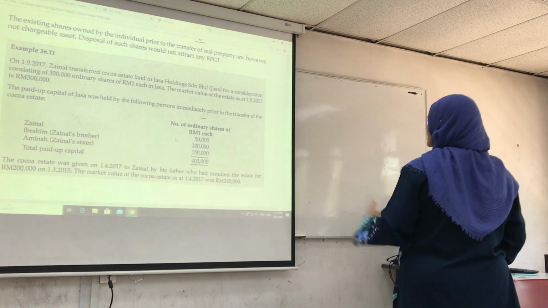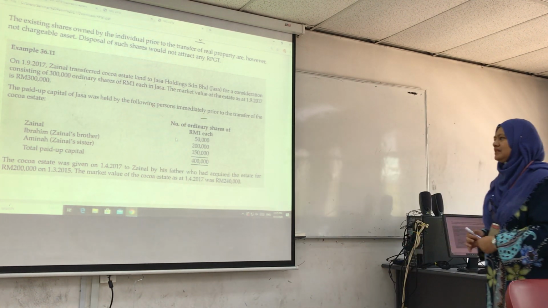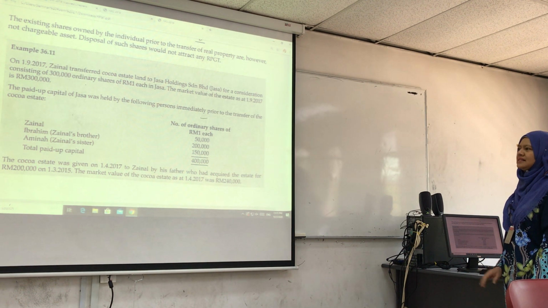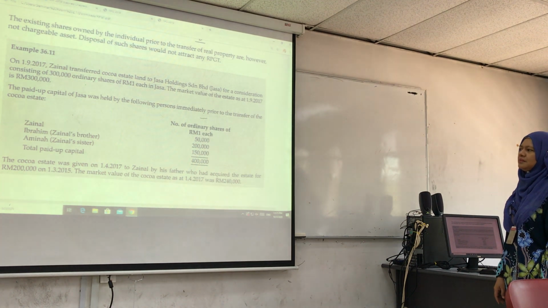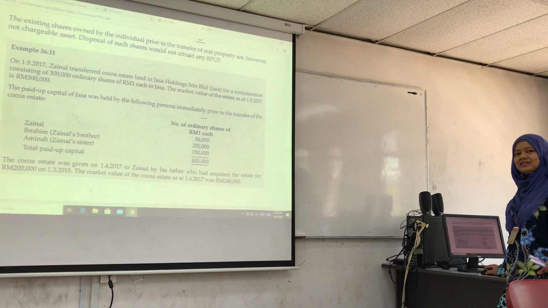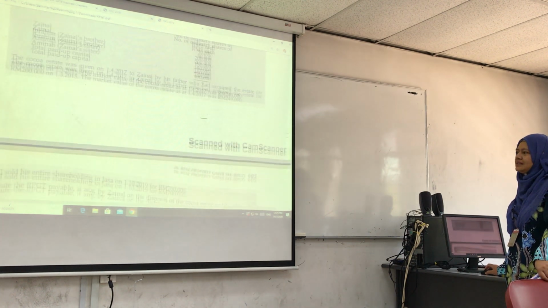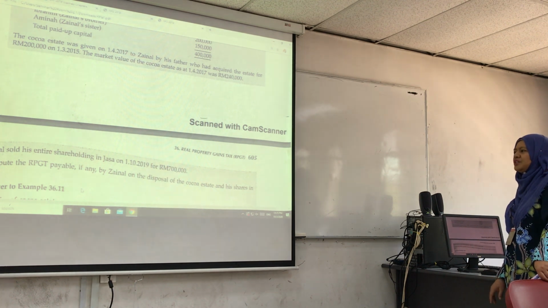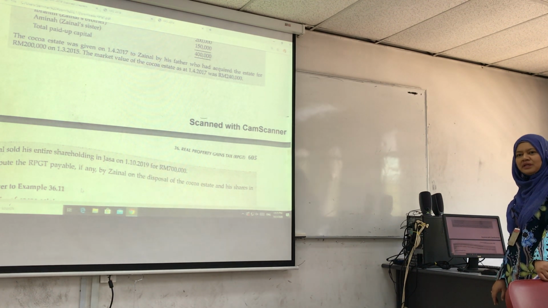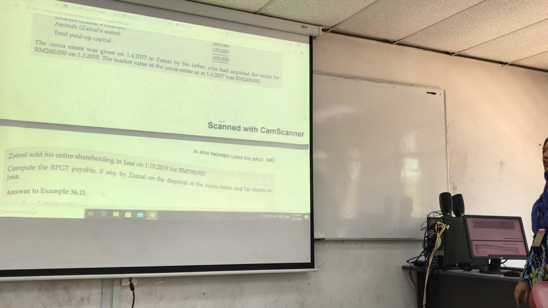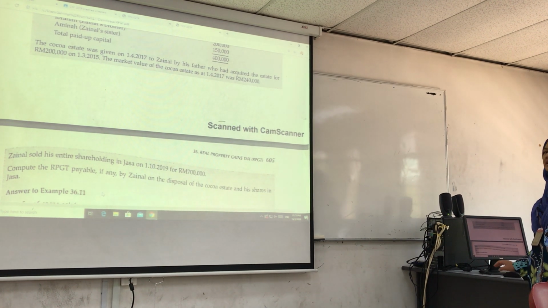The Coco Estate was given on 1st April 2017 to Zainal by his father, who had acquired the estate for 200,000. The market value of the Coco Estate as at 1st April 2017 was 240,000. So that's the facts. Then Zainal sold his entire shareholding in Jasa on 1st October 2019 for 700,000. Compute the RPGT payable, if any, by Zainal on the disposal of the Coco Estate and his shares in Jasa.